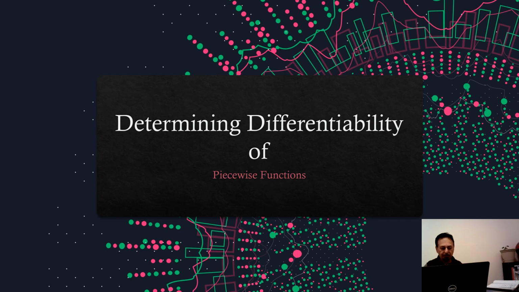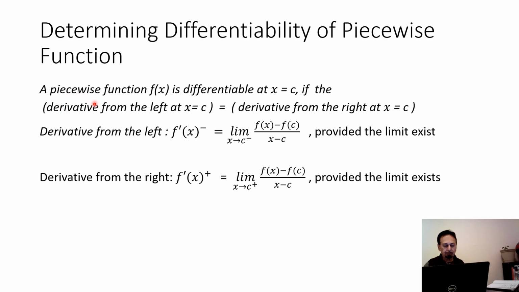Determining differentiability of piecewise functions. A piecewise function f of x is differentiable at x equal to c if the derivative from the left at x equal to c equals the derivative from the right at x equal to c.